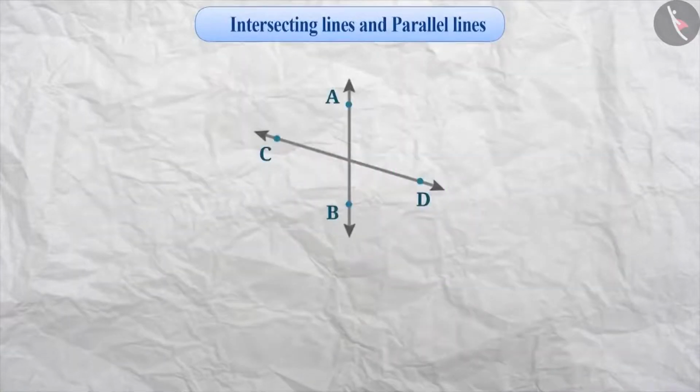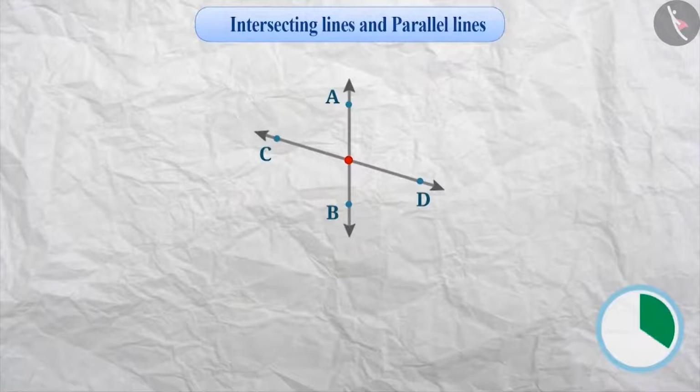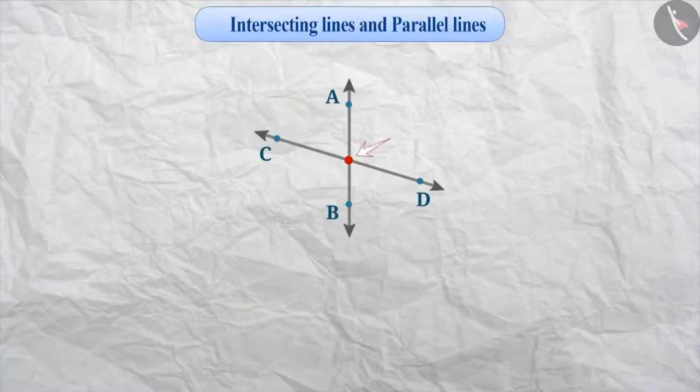Now look at this pair of intersecting lines. In this, both the lines are intersecting at this point. Can you tell on which line is this point? Think for a while. Absolutely correct. This point is on both the lines, which means this point is the common point of both the lines.